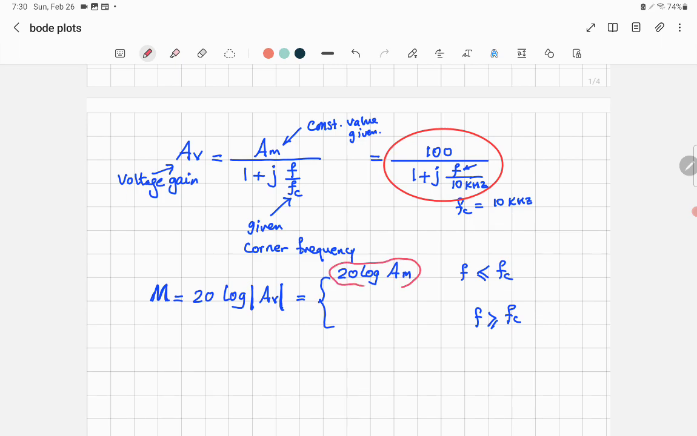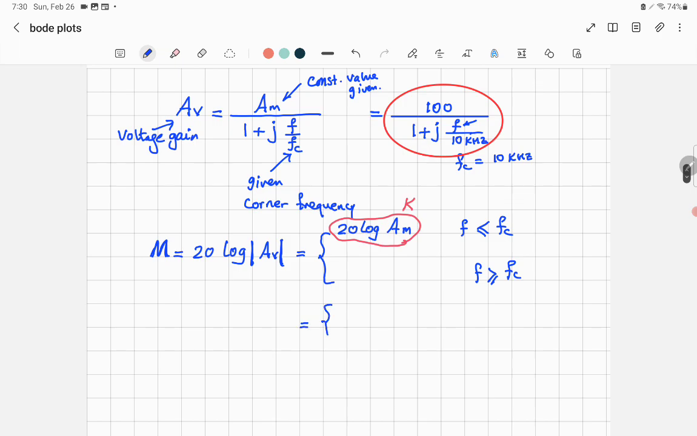So for simplicity, we can call this K, for example, after we find the value. In this example that we have, Am is equal to 100. So in this case, it's 20 log 100, and log 100 is equal to 2. So it's equal to 40 decibel. And the 40 decibel will be in the range for frequency less than or equal to the corner frequency. In this example, the corner frequency is equal to 10 kilohertz.